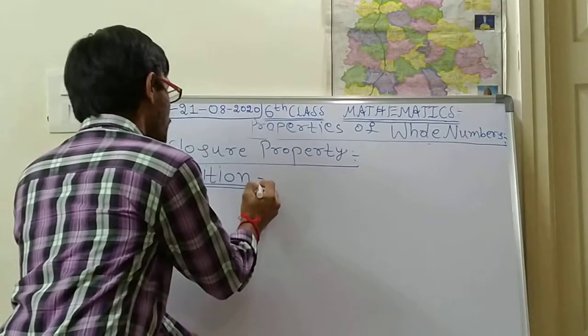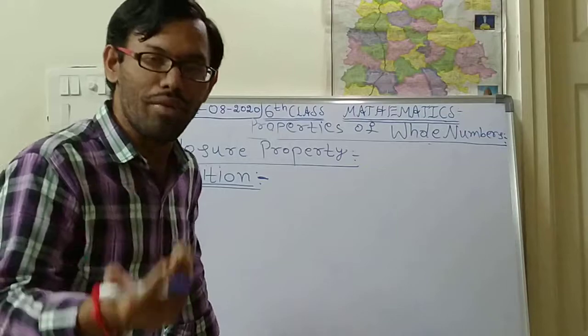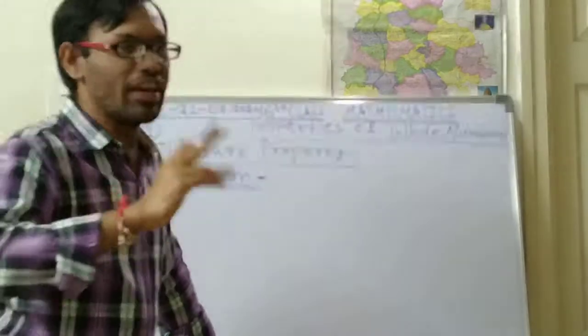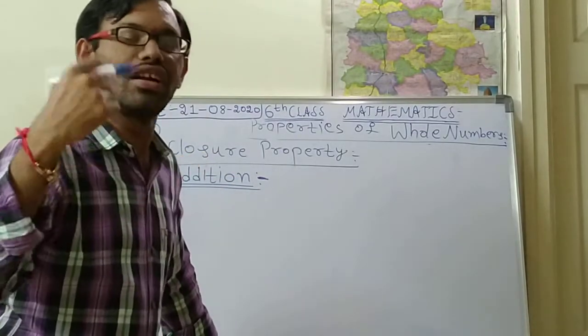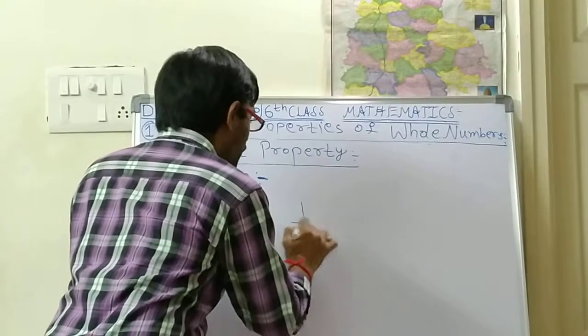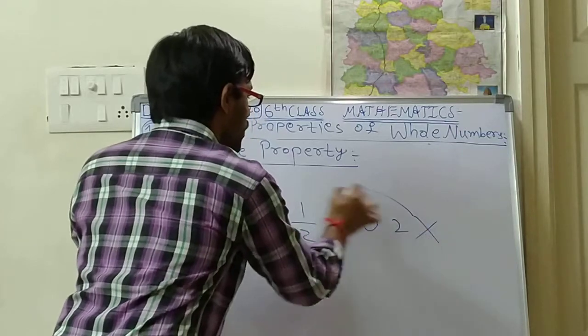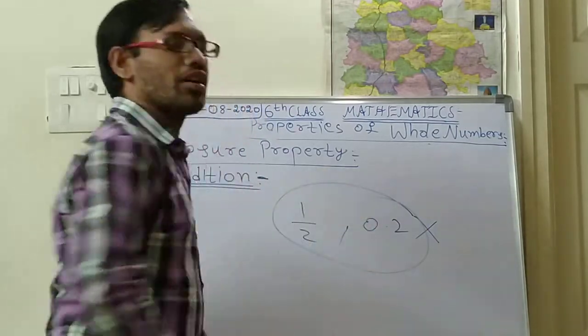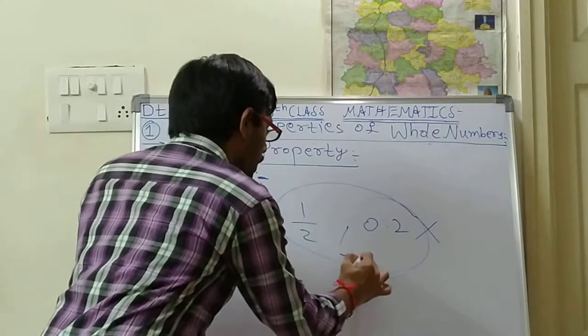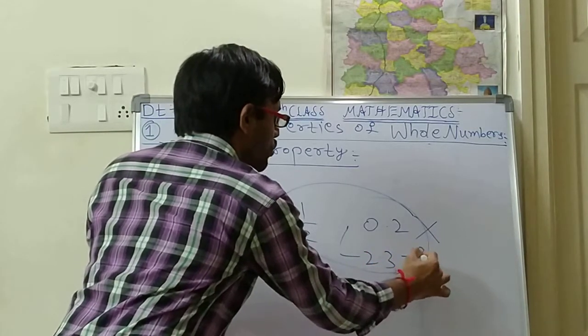In the closure property, if you are adding, subtracting, multiplying or dividing any two whole numbers, the result should also be a whole number only, not any fraction or decimal, and not negative numbers like minus 2.3 or minus 2 by 3.